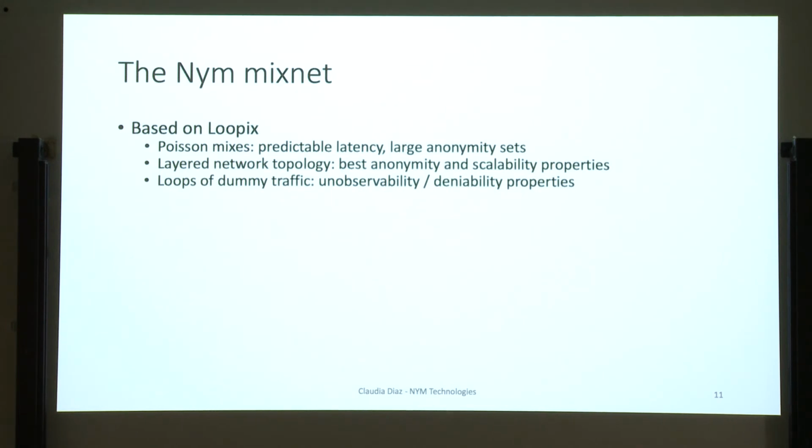And we use loops of dummy traffic that create cover traffic in the system, meaning that it's not possible to see if you're doing something at all, you're just sending cover traffic, and that strengthens anonymity and also provides unobservability and deniability properties. We also have reliable transport. We have these ACKs based on these Sphinx single-use reply blocks. These are reply blocks that can be used to send anonymous replies. We use them to send ACKs back and achieve reliable transport.